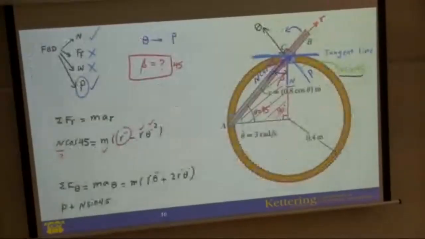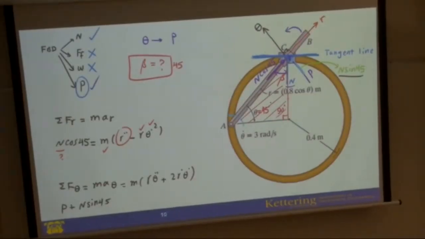Now, to find the R double dot and R dot, I want to go to the next slide. Let me make a clear note for you. I can write in here, but you cannot read it later.